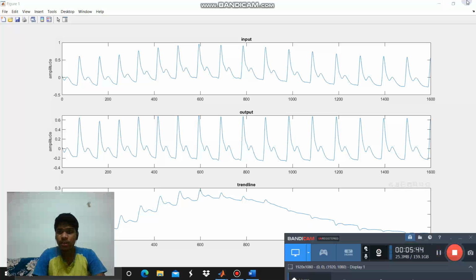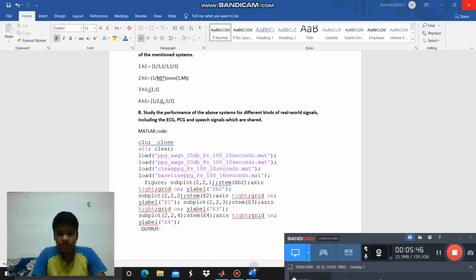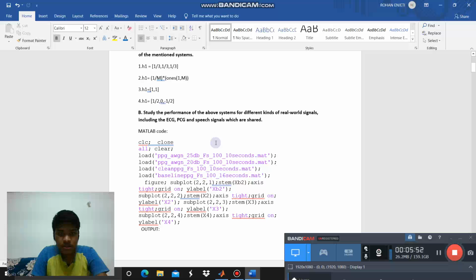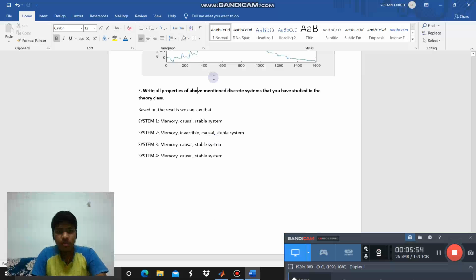Now coming to the next part, we have the properties of the above discrete systems. System 1, System 3 and System 4 are memory, causal and stable systems, and System 2 is a memory, invertible, causal and stable system.